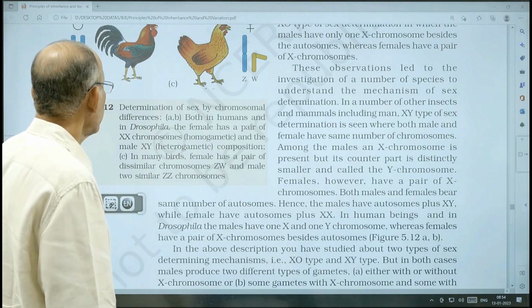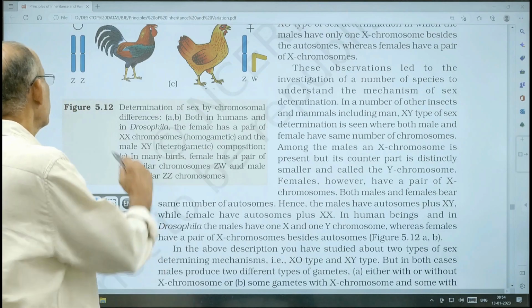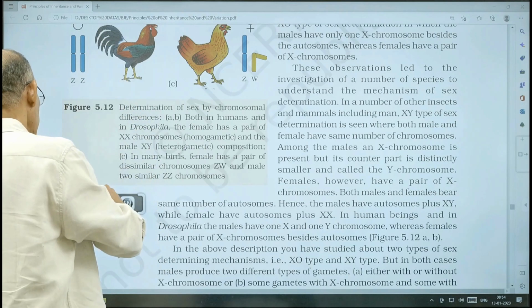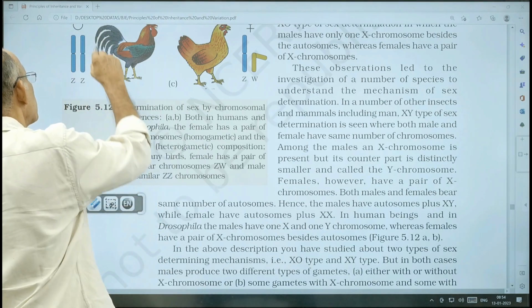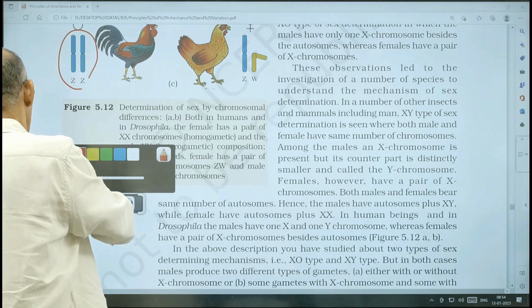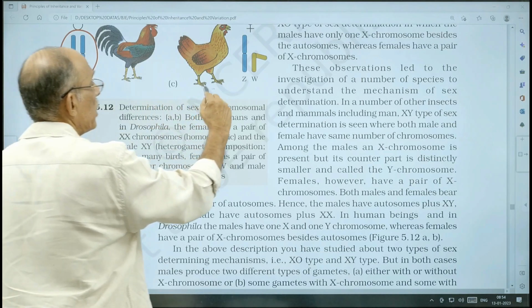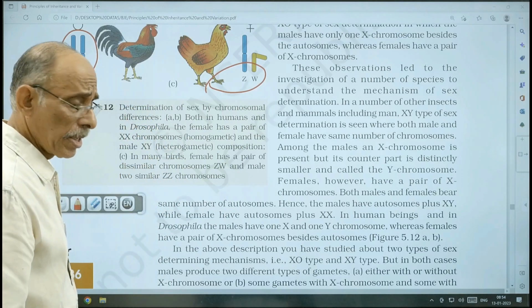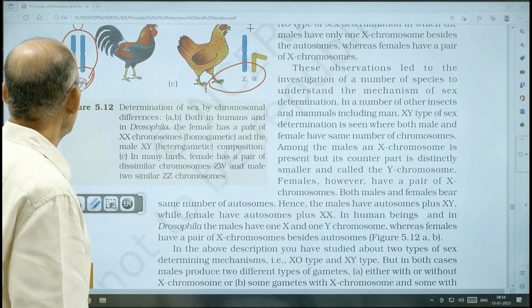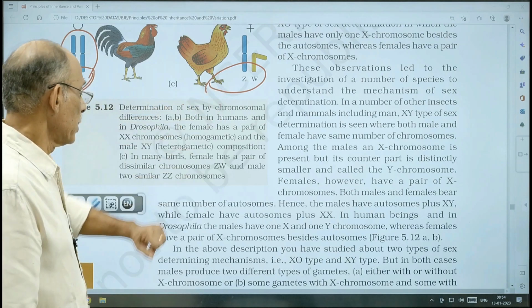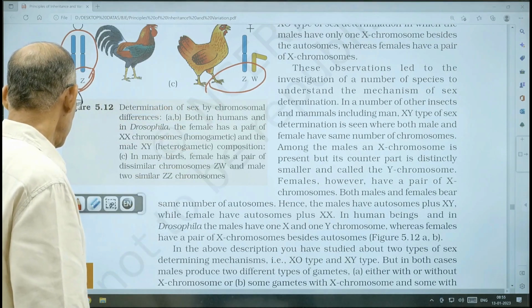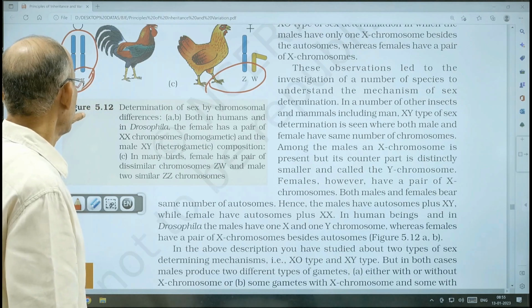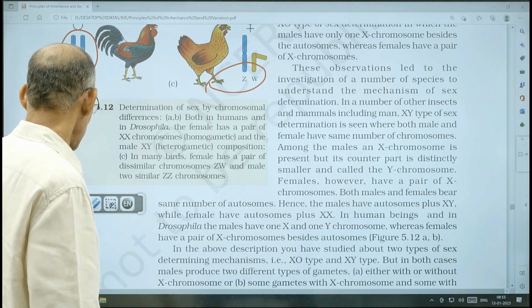And in domestic chicken, we have another type of sex determining mechanism where the male is homogametic and the female is heterogametic. So the male is homogametic and the female is heterogametic, and males are ZZ and females are ZW. This is a modification of the males homogametic and females heterogametic condition.